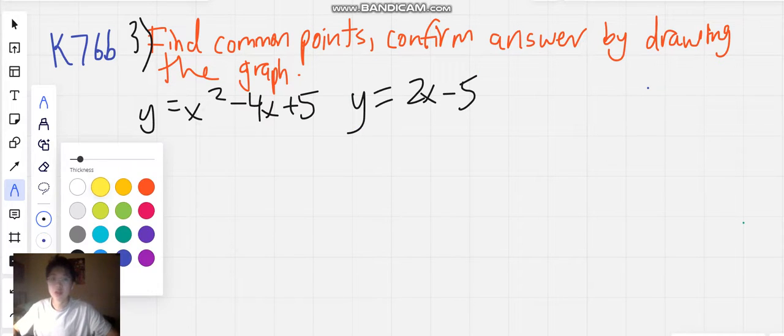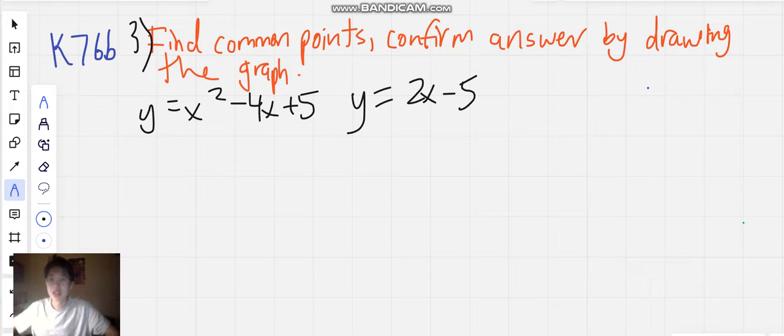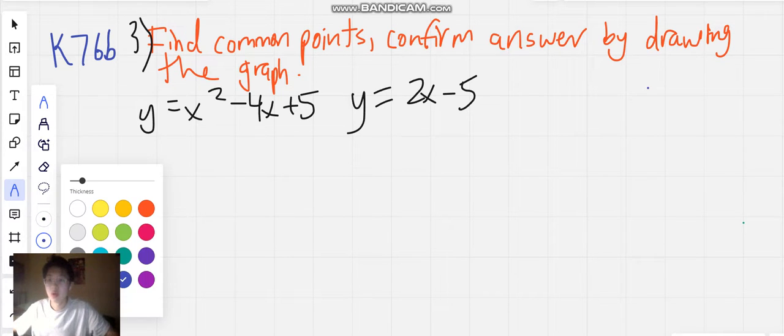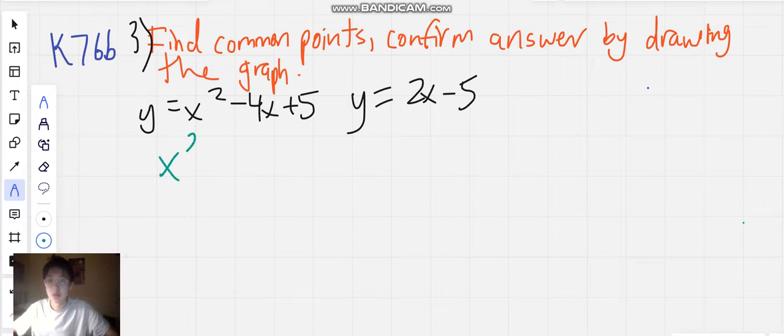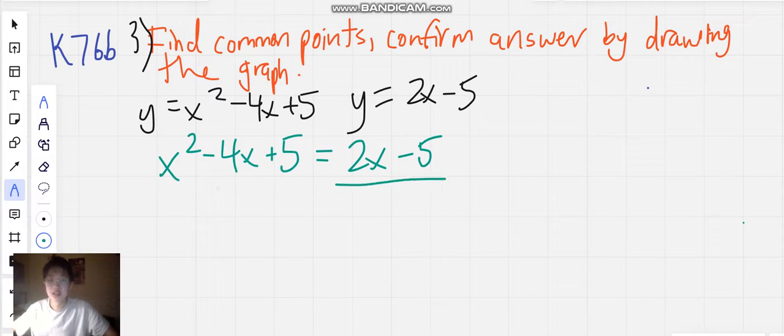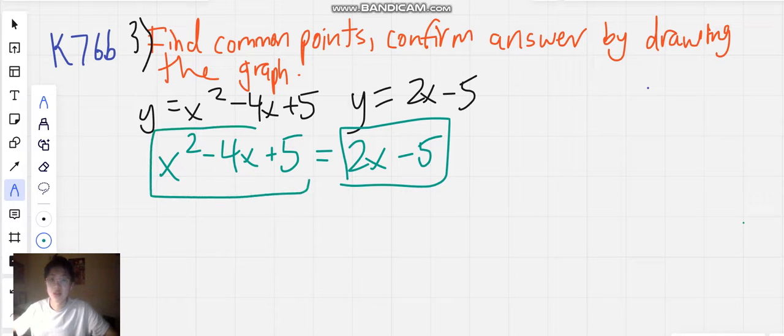So the first step to solve for the points of intersection is to set the two y coordinates equal to each other. So I'm going to set x squared minus 4x plus 5 equal to 2x minus 5, because if there are indeed points of intersection, I should be able to plug the x value of the point of intersection into both sides of the equation and get the same y value, right? Because that's what a point of intersection is fundamentally. It's a point that is shared by both of the graphs.